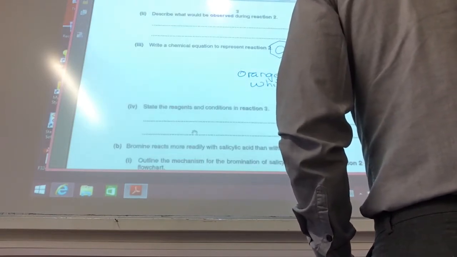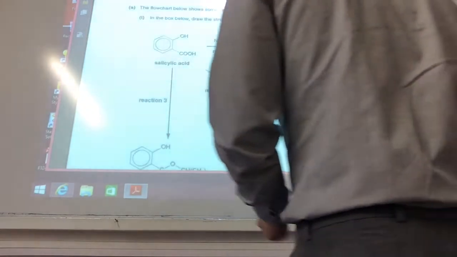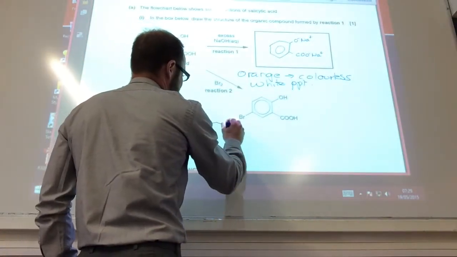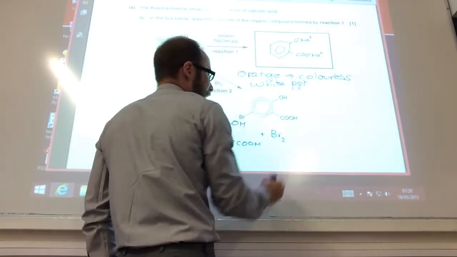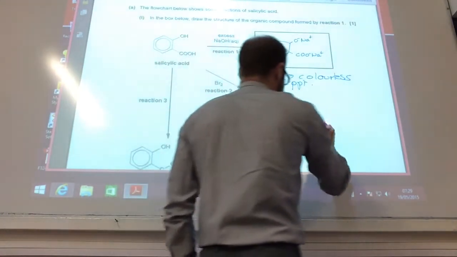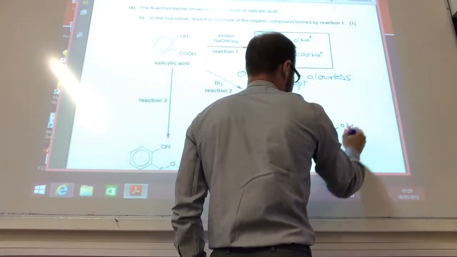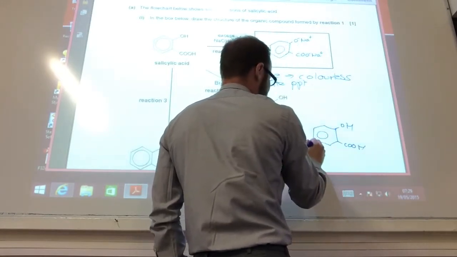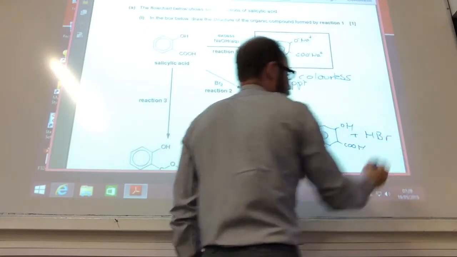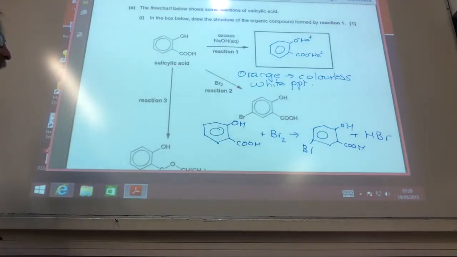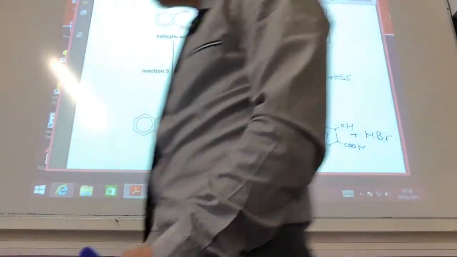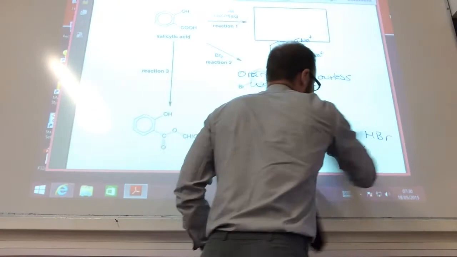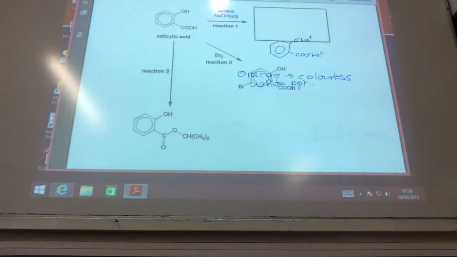Write a chemical equation to represent reaction two. So let's have a look. So I'm starting off with that guy there. I'm adding bromine, Br2, to give me this guy there. Remember to put the bromine on the right one, and you'll remember I also make HBr as part of that as well. And the final question is for reaction three, what do I need to add for reaction three? Well, reaction three, just make sure that is the right question.